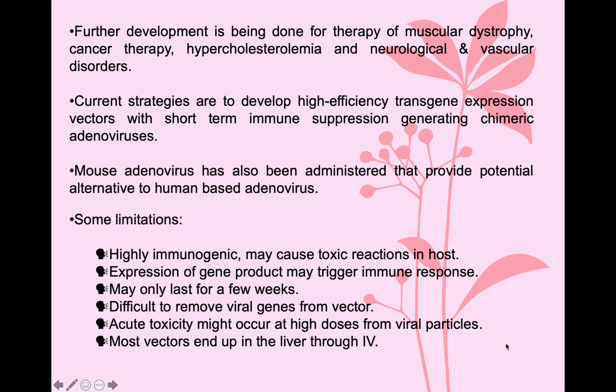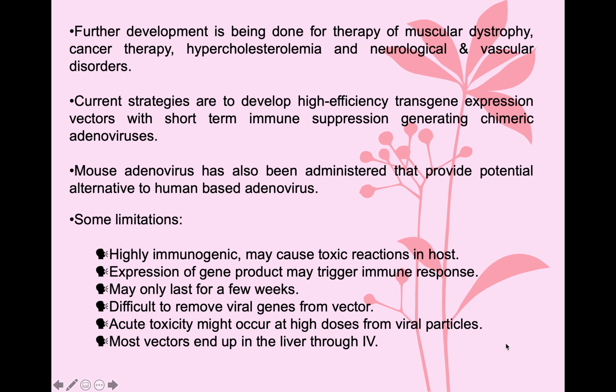That's why you need to more or less repeat or go back for a backup, and it is difficult to remove viral genes from the vector, which is what they encounter in the lab. And of course, there is a response in terms of acute toxicity, which may occur at high doses of viral particles. So they actually have to be very careful about the doses given to the patient. And the last one is that most vectors, this has been found to be true, end up in the liver through IV if it is in vivo. What happens is that the vector is not destroyed.